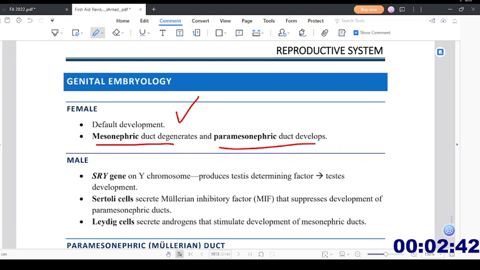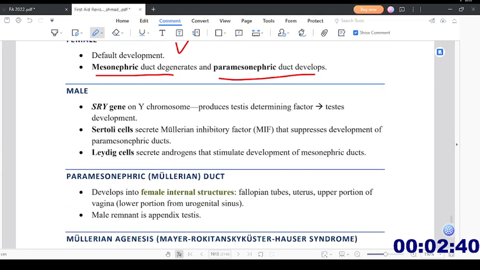Okay, in the males, the SRY gene on the Y chromosome produces the testis determining factor and the testis development. Sertoli cells. So basically the presence of the SRY gene will lead to the development of the primary genitalia towards the male, and the absence of the SRY gene determines the pathway for the development of the genitalia towards the female genitalia. So it is the SRY gene that will determine the growth either into the male or female.